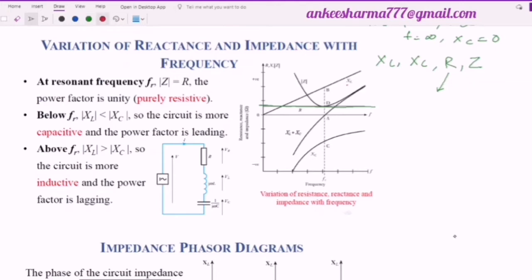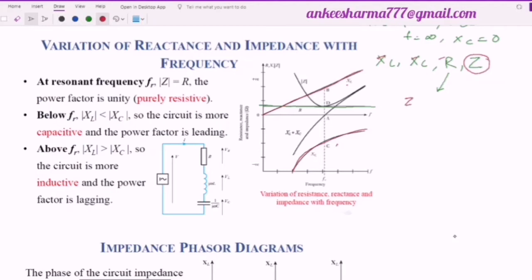Now second, if I want to plot the XL and XC, which I have already discussed, so this will be my XL and this one is my XC curve. So both these curves are already discussed. Now XL is okay, XC is done, R is done. Now let's move on to the Z value.